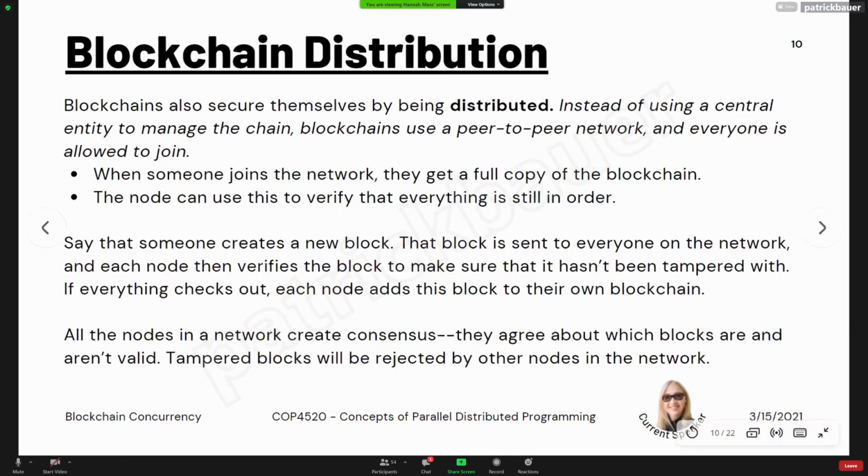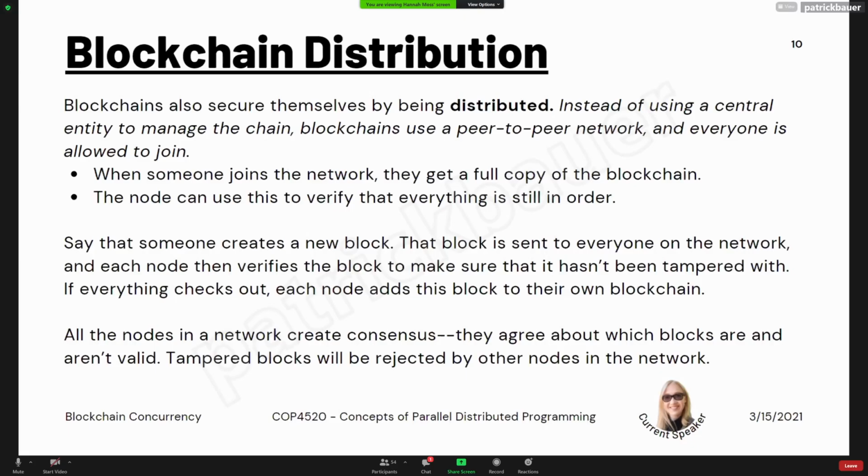And then lastly, one of the things that makes blockchains so secure is the distribution of them. Instead of using a central entity to manage the chain, blockchains use a peer-to-peer network, and anyone is allowed to join. When somebody joins the network, they're going to get a full copy of the blockchain. And I can't remember how big the Bitcoin blockchain is nowadays. I think it was hitting a pretty high number. But the node can use this to verify that everything is in order. So I'll give an example to make this a bit more clear.